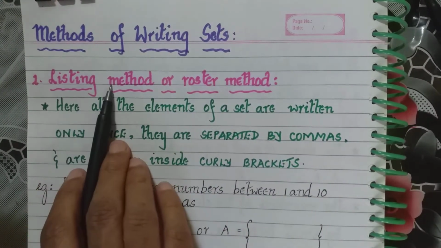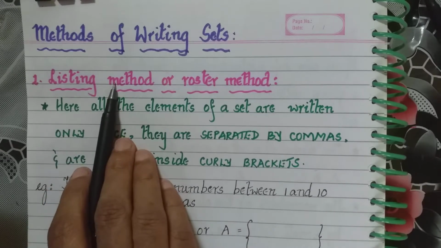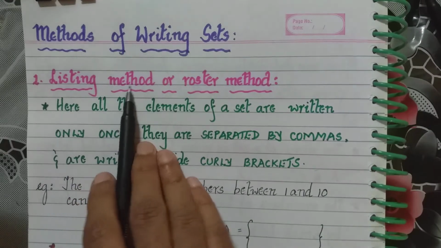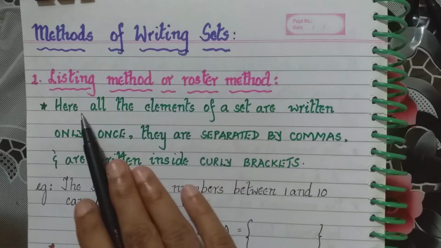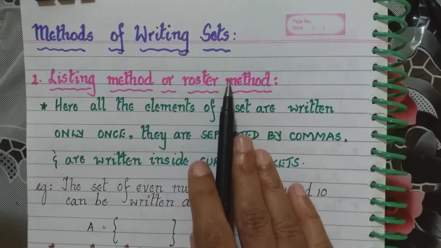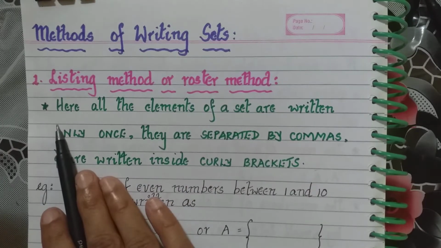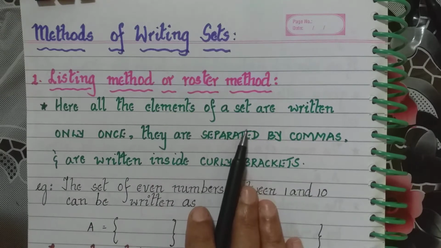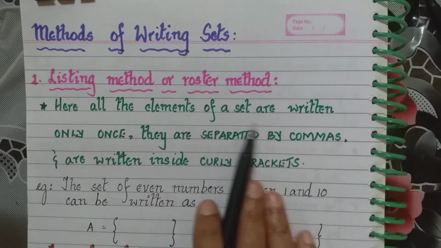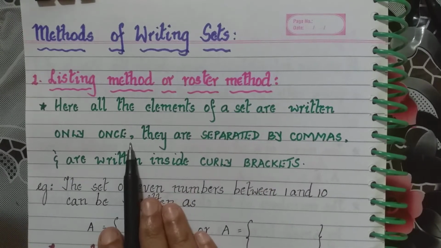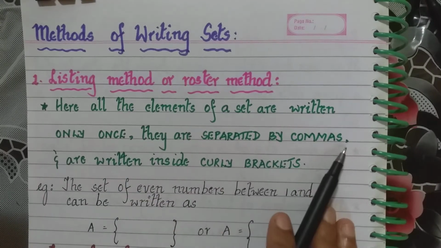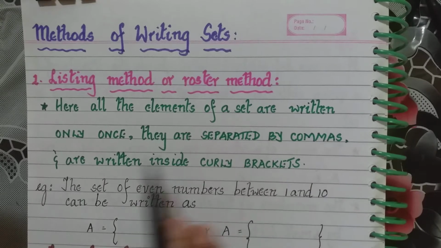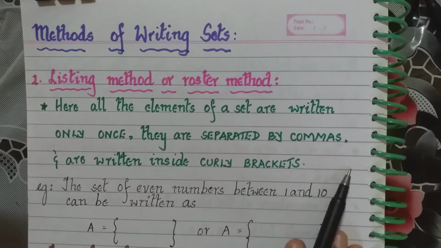Now listing, when we say, it is very clearly understood. We are supposed to list the elements which are present in that set. The other name for listing method is called roster method. So you see the definition or explanation given here. Here all the elements of the set are written only once, and they are separated by commas. So each element is separated from the other by commas and are written inside curly brackets.